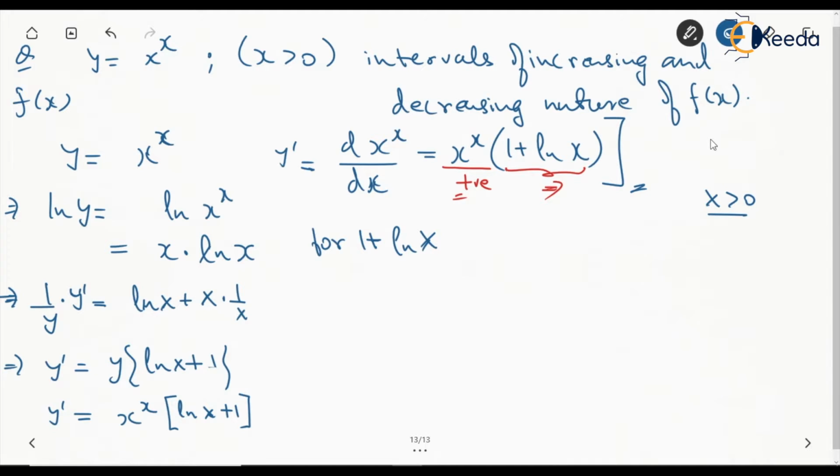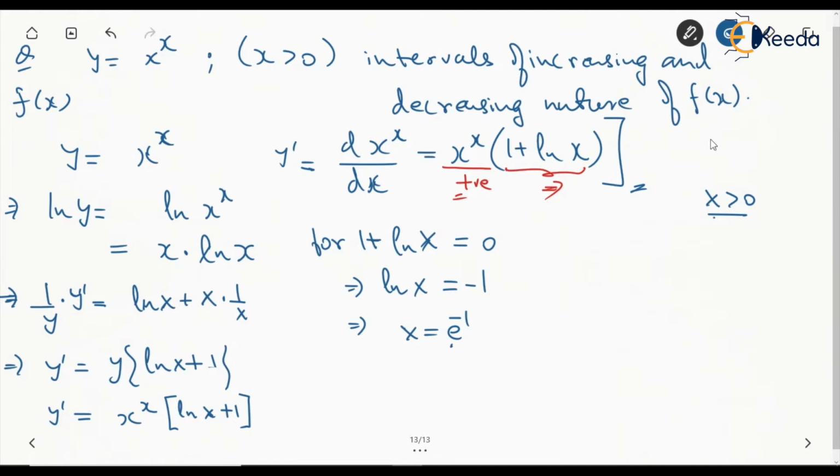Now we'll have to equate 1 plus ln x to 0 so that we can find that point below or above which it is going to be of different sign. So for 1 plus ln x is equal to 0, we can say ln x should be equal to minus 1. So ln x equal to minus 1 makes x is equal to e to the power of minus 1. That means for x greater than 0, the root e to the power minus 1, below and above which we can have the change of sign of the derivative.